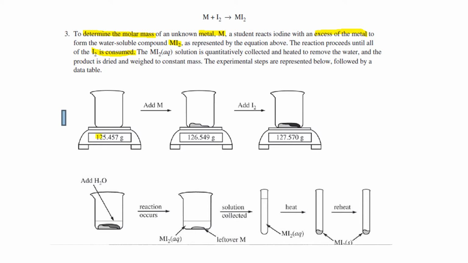So I start off, that's just the mass of my beaker. We add the M and the mass goes up. We're going to add the I2, mass goes up again. So this is before the reaction. We're going to add water, reaction's going to occur. There's going to be some leftover M, and then we're going to heat it up and dry off the water. So this is kind of good to look at to get an idea of how the steps of the chemical reaction are occurring.